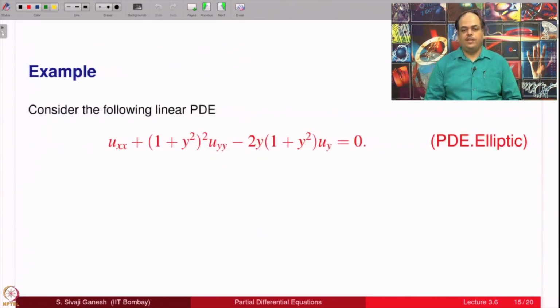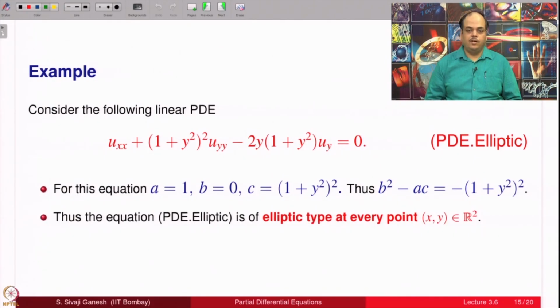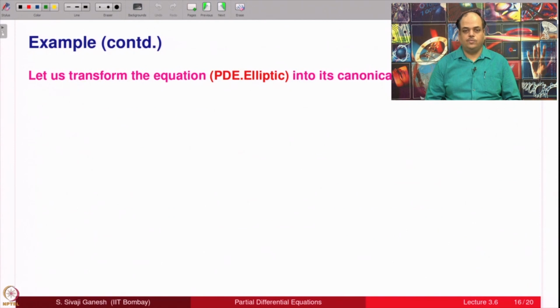Let us solve an example. Here we do not care whether it is analytic or not. Of course, here it is a constant function 1, here it is 1 plus y square whole square, a polynomial, and here also a polynomial. It does not matter; we are worried only about the coefficients of uxx, uyy and uxy. So, b square minus ac is strictly less than 0 at every point. Therefore, the equation is of elliptic type everywhere in the plane R2.